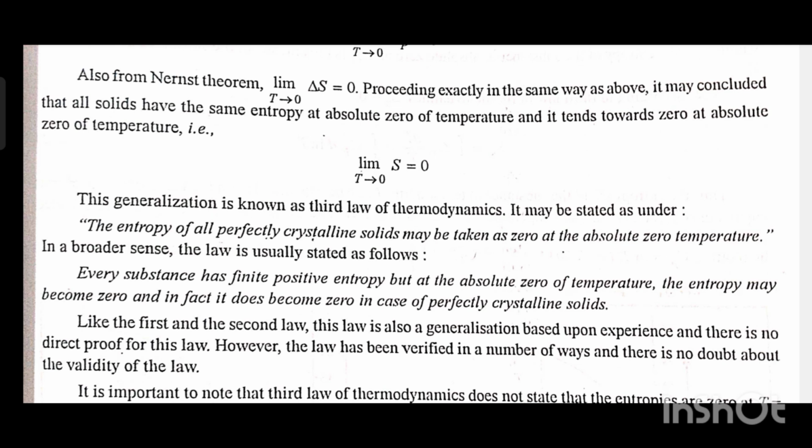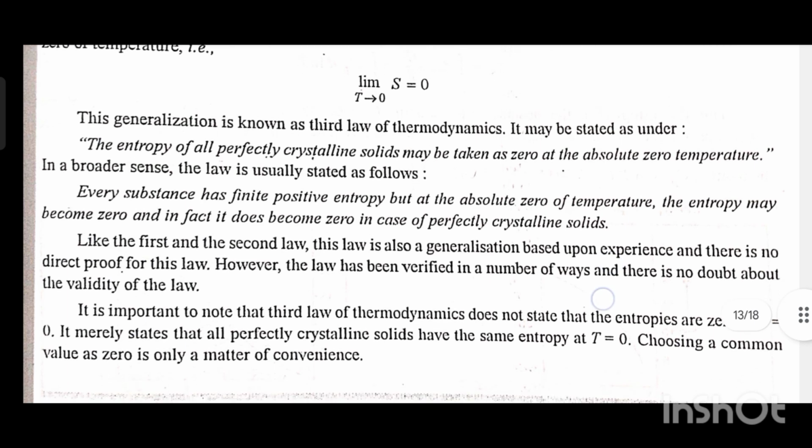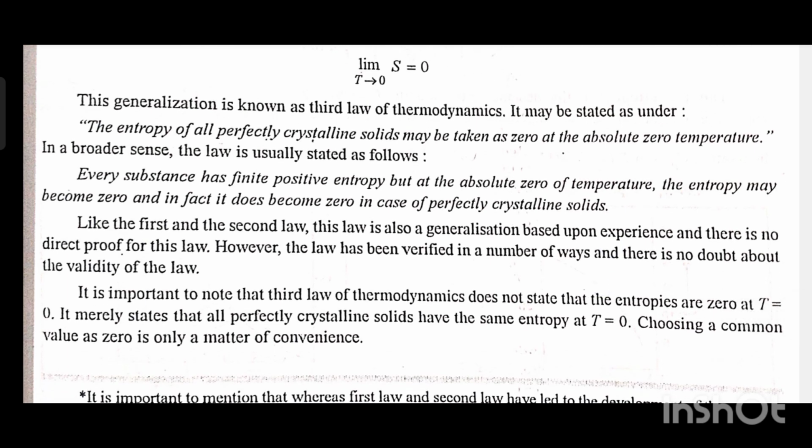Proceeding exactly in the same way as above, it may be concluded that all solids have the same entropy at absolute 0 of temperature, and it tends towards 0 at absolute 0 of temperature, that is, limit T tends to 0, S is equal to 0. This generalization is known as the third law of thermodynamics.